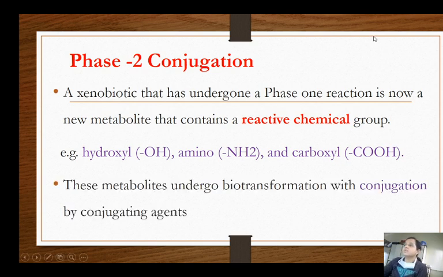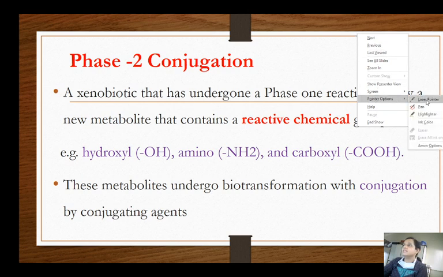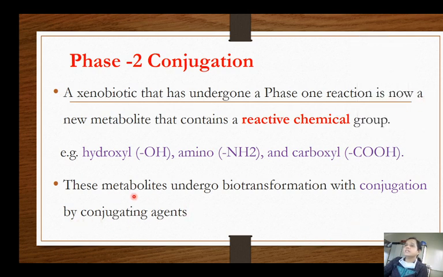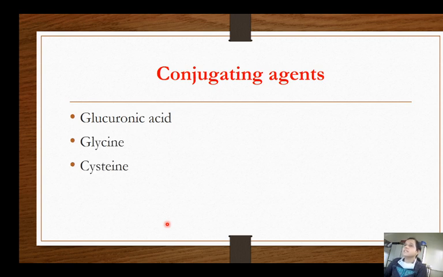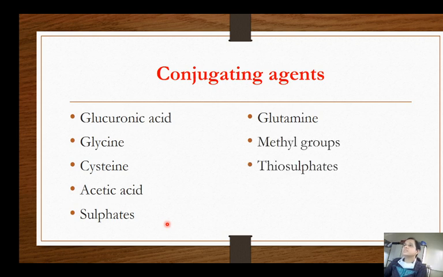These metabolites undergo biotransformation with conjugation by conjugating agents. So what are the various conjugating agents? Glucuronic acid. Glucuronic acid is a product that is formed by oxidation of glucose. Glycine, it is an amino acid. Cysteine, it is a sulfur containing amino acid. Acetic acid, sulfates, glutamine, methyl groups and thiosulfates. So all these are the conjugating agents that help in the conjugation process.